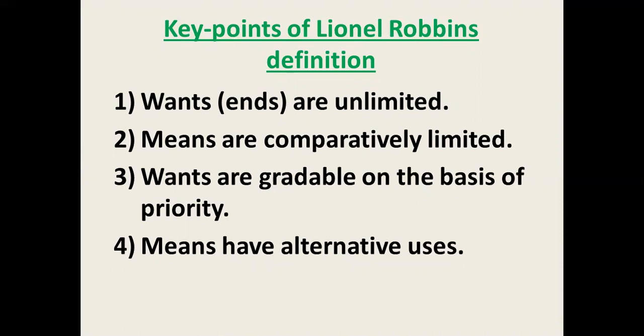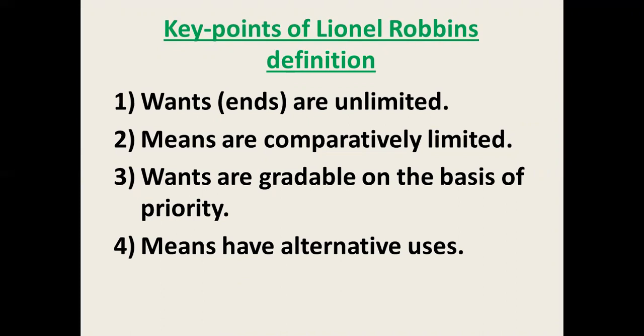Then next, the means are comparatively limited. See now, the optional topic, otherwise we have to say the substitute goods, are limited. So this point, means are comparatively limited, means the rare articles, otherwise scarce, are limited. This part will explain Lionel Robbins in his definition.